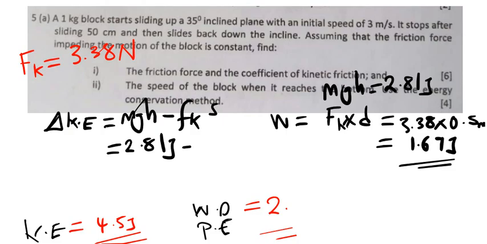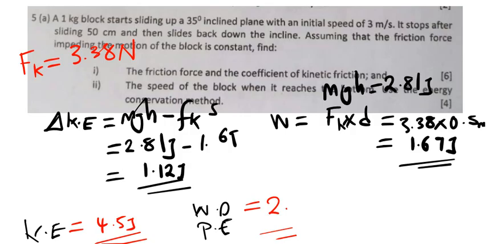The work done by friction, we have found that it is what? It is 1.69 in this case. Okay, the one that we just found, the work done by friction. Now that we got this, we're just subtracting 2.81 minus 1.69. It is giving me 1.12 joules. That is the energy that we have due to kinetic.